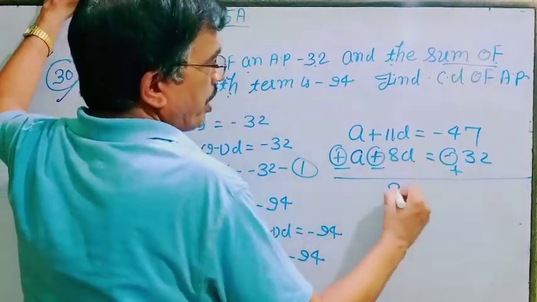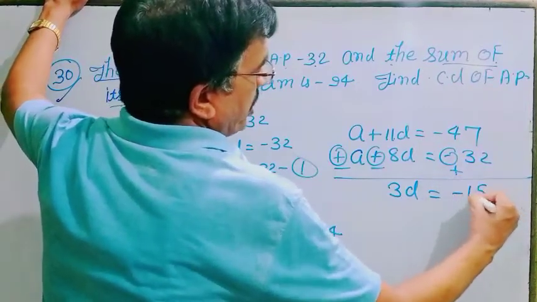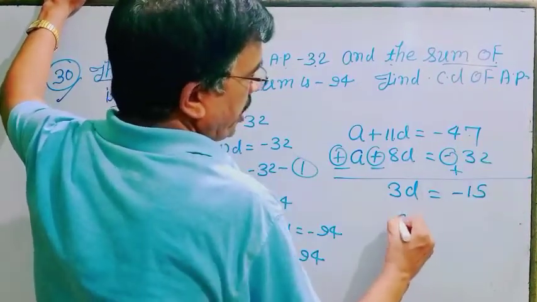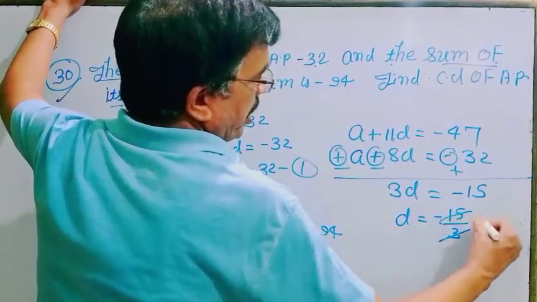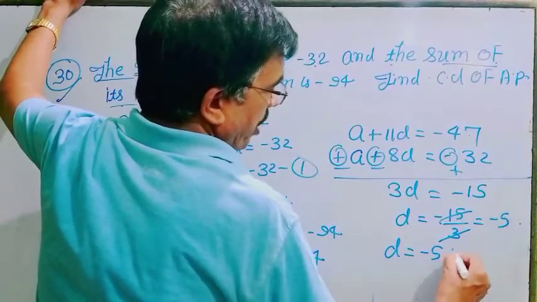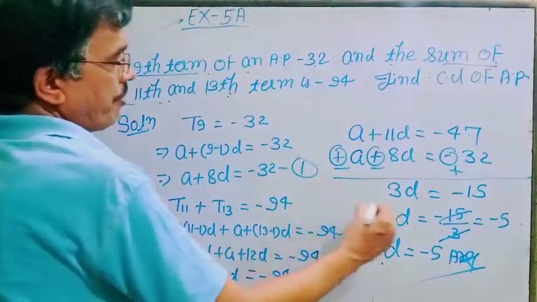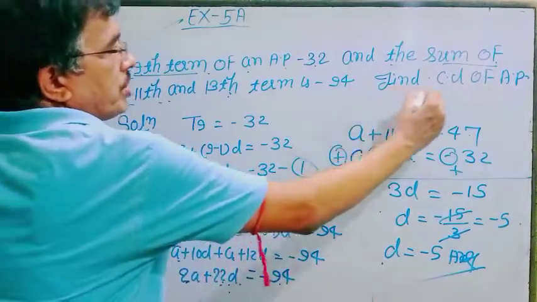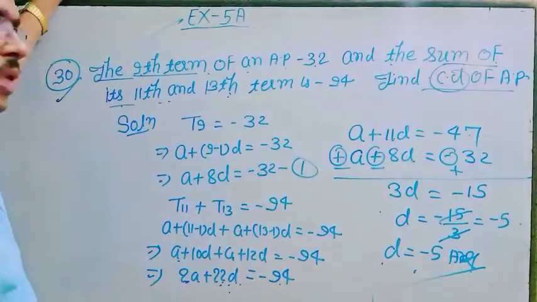what do you get? You get here 3D, and here is minus 15. So what is D? D is equal to minus 15 by 3, then it is minus 5. So D is equal to minus 5, the answer. And this D is called the common difference of the AP. So dear student, your question is find the common difference of the AP, then the common difference of the AP is minus 5.